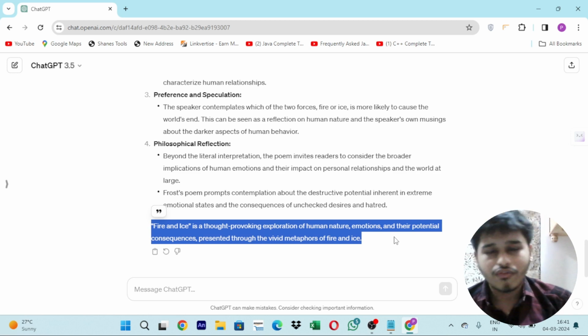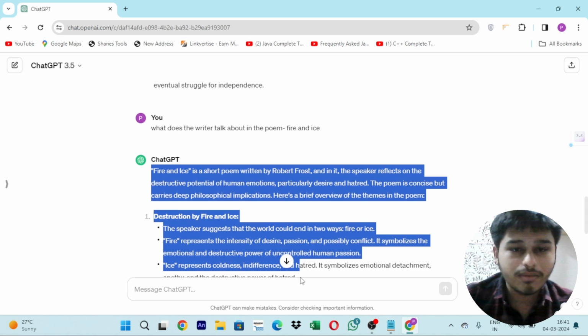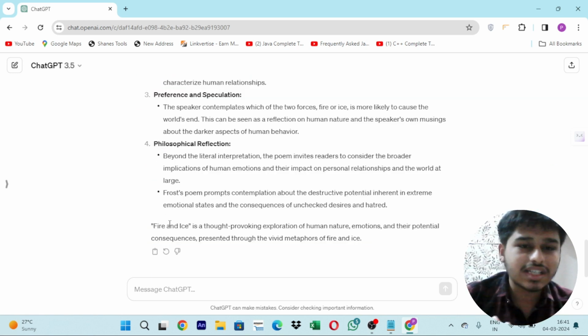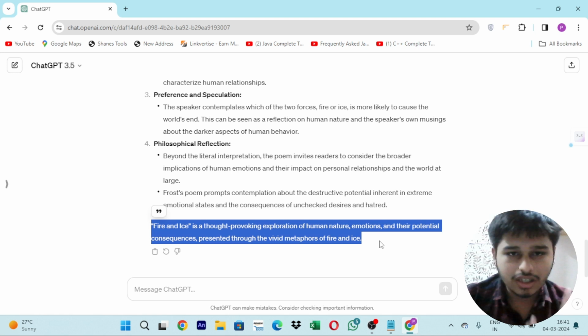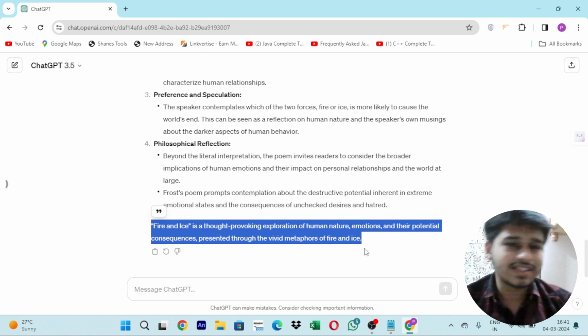First, ChatGPT has explained the idea of the poem, what the poet is trying to say, and at the end, ChatGPT is telling you the theme of the poem. What this poem is all about, ChatGPT is telling us in these two lines.